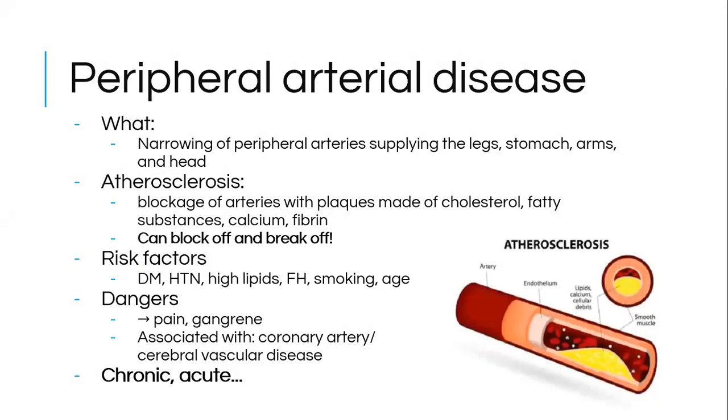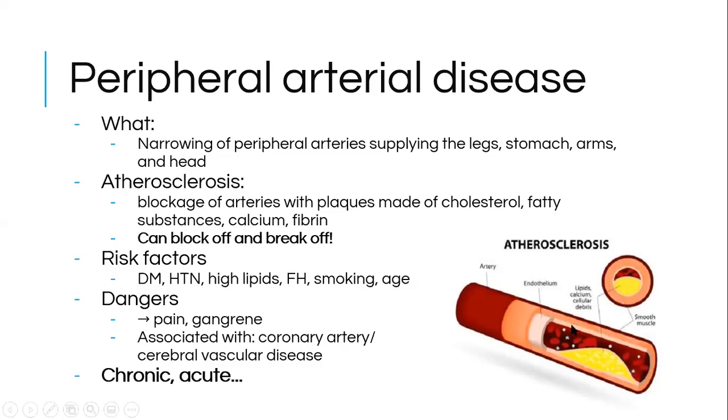So peripheral arterial disease, what is it? It is the narrowing of peripheral arteries supplying the legs, stomach, arms, and head. It usually starts in the legs, partially because the arteries are longest to get there, which is why we usually concentrate on the legs. It's caused by, amongst other things, atherosclerosis. This is blockage of the arteries with plaques made of cholesterol, fatty substances, calcium, and fibrin. And this little image here shows what it is.